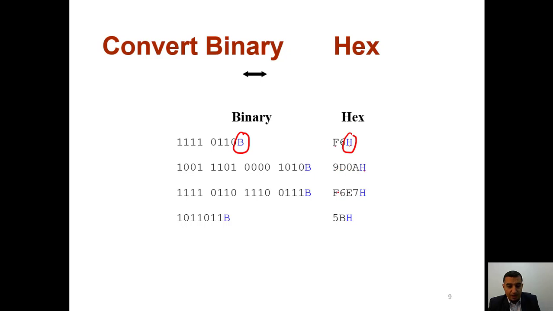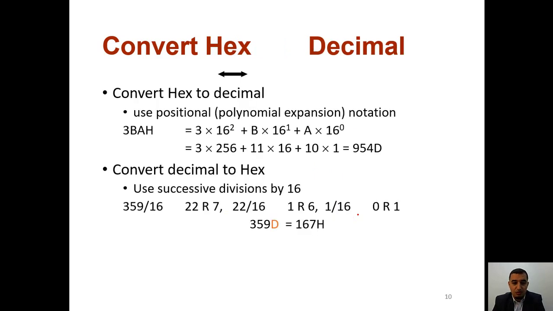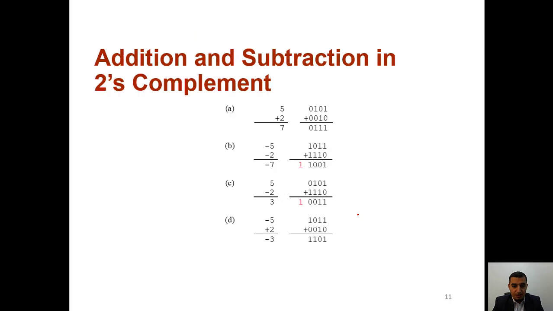9D0A hexa, F6E7 hexa, 5B hexa. Okay, these are the values of the hexadecimal numbers. Of course, we all know how to convert from hexadecimal numbers to binary numbers. Conversion is straightforward.